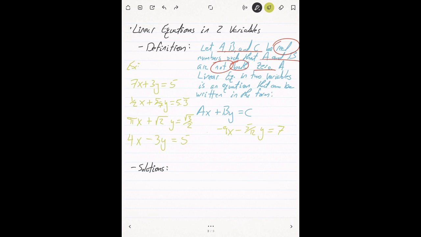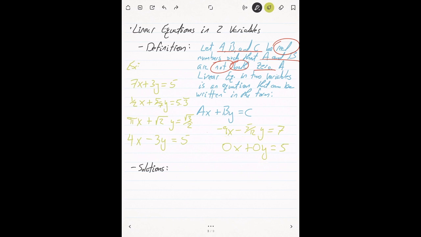All of these examples are linear equations, but there's this little condition. We can pick anything we want for A, B, and C, but we're told you can't have A and B both be 0. So could you have 0x plus 0y is equal to 5, let's say? Is this a linear equation in two variables? No, it is not, because it does not meet this condition. It says you cannot have both A and B be 0. Well, A and B are both 0 in this equation, so this would not be a linear equation.